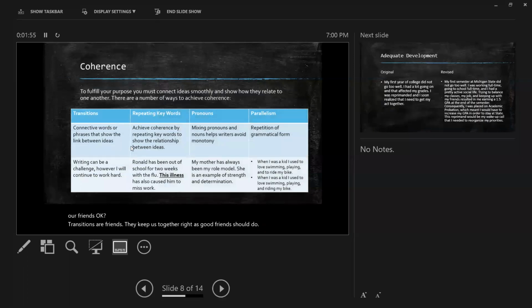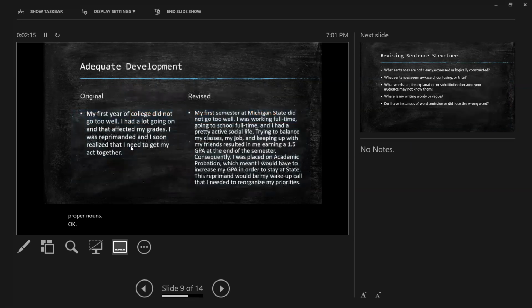Okay. This is material I went over last week about achieving coherence, or more strategies to achieve coherence. This is the same material from my book: transitions, repetition of keywords, parallel structure, and alternating pronouns and proper nouns. Okay. Now, paragraphs should be coherent, but they should also be developed. Develop means you've answered the question, what does my reader need to know? What do they need to know?